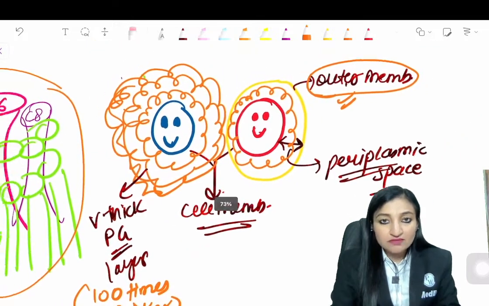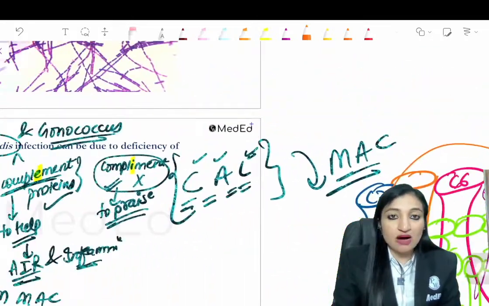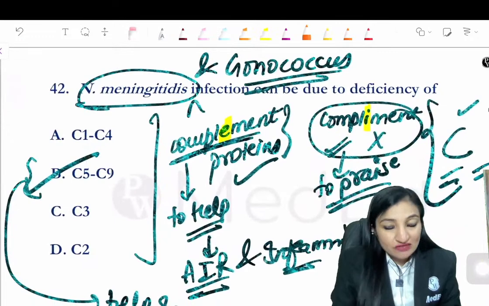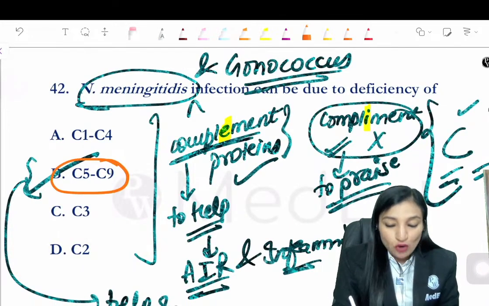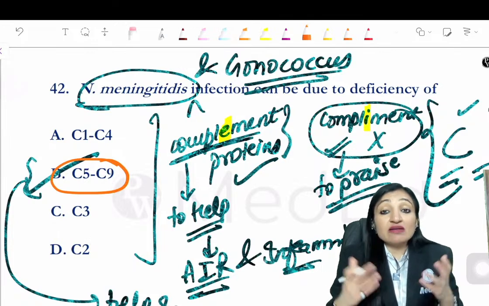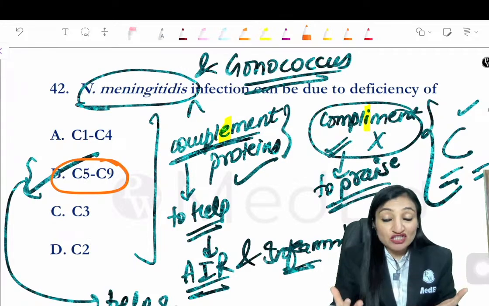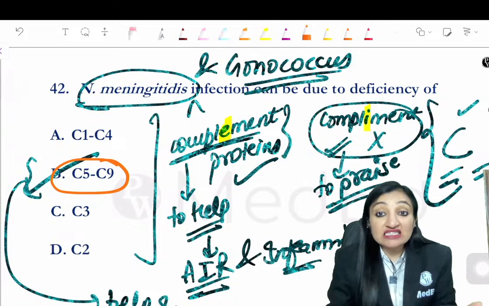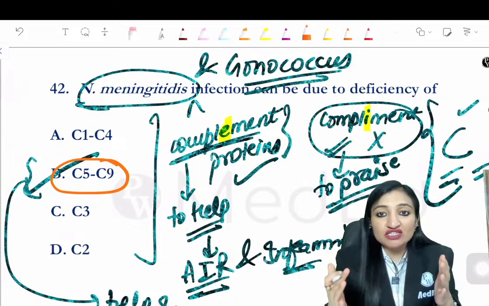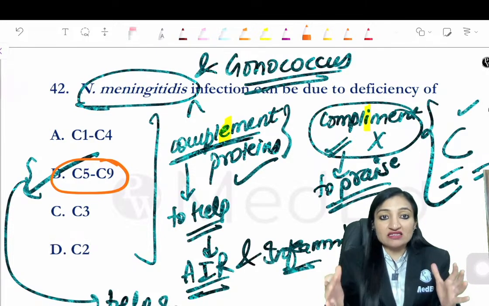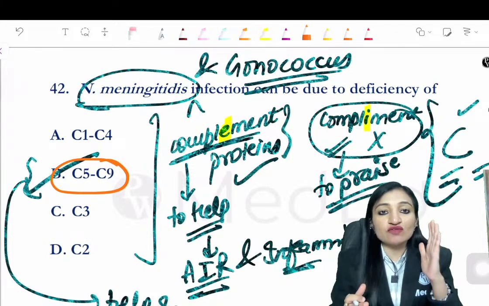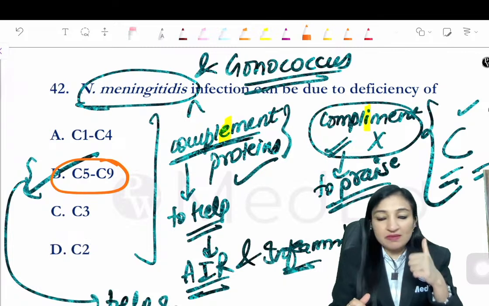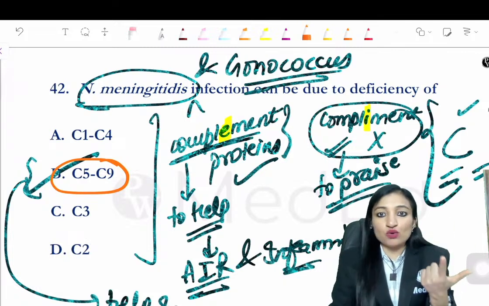Is this clear? And Neisseria, which we are talking about, they are what? They are gram negative organisms. So in general, if deficiency of late complement proteins is there, gram negative infections should be more common. And yes, they are more common. It's just an observation that amongst all the gram negative organisms, Neisseria infections are more common in people with deficiency of the late complement proteins, be it gonococcus or meningococcus.